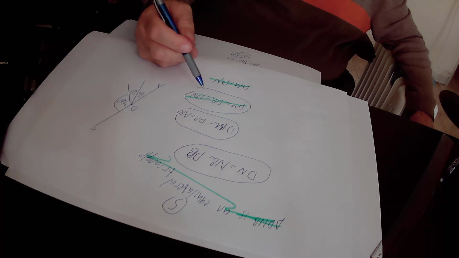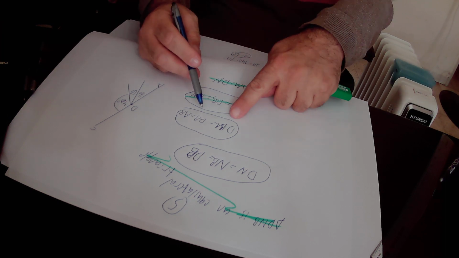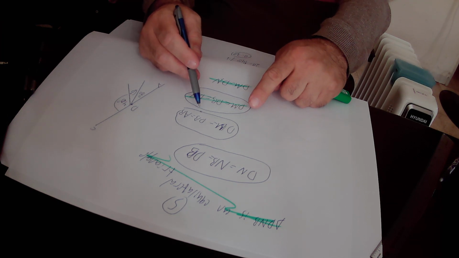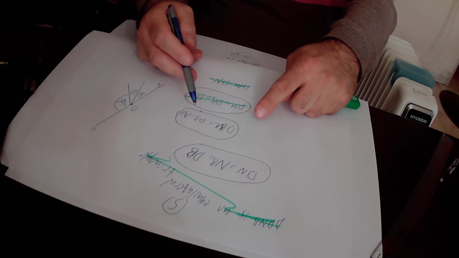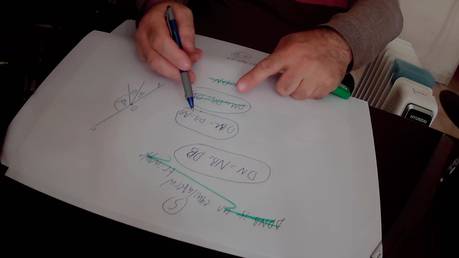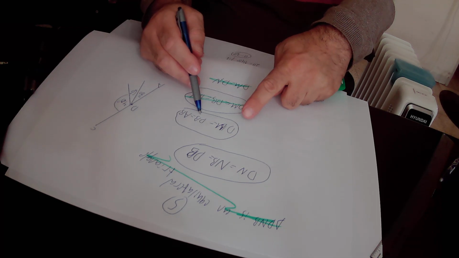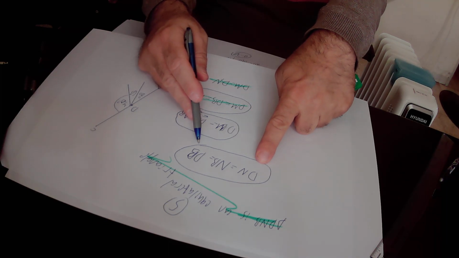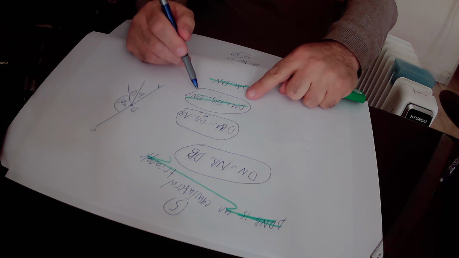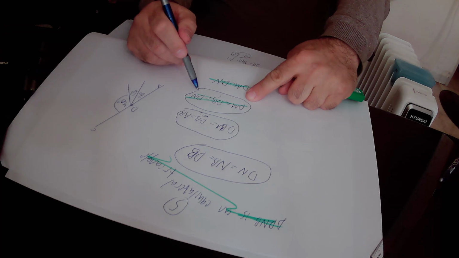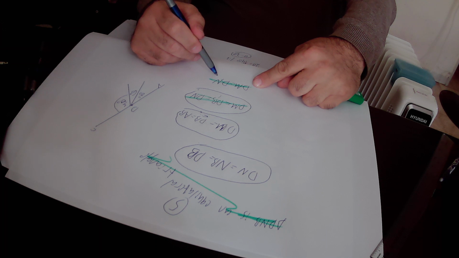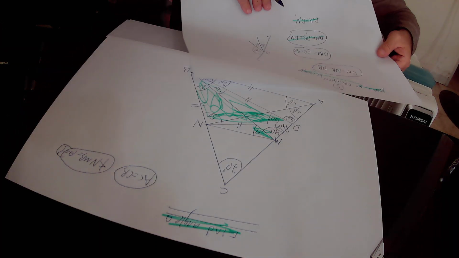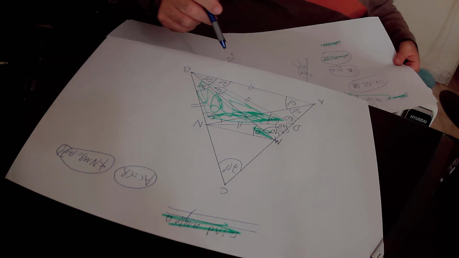So from one side, DM equals DB. From the other side, DB also equals DN. From here we can derive that DB equals DN, and from this equation we will derive that DM equals DN. So DM equals DN.